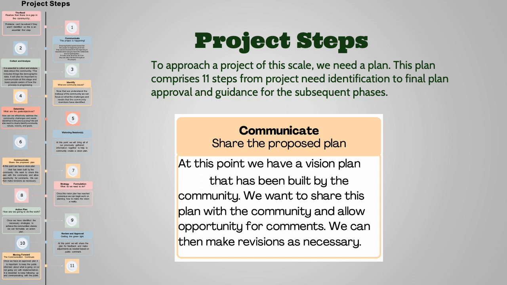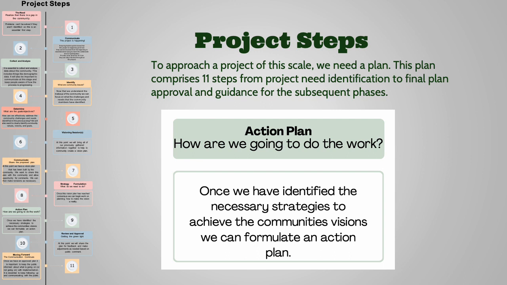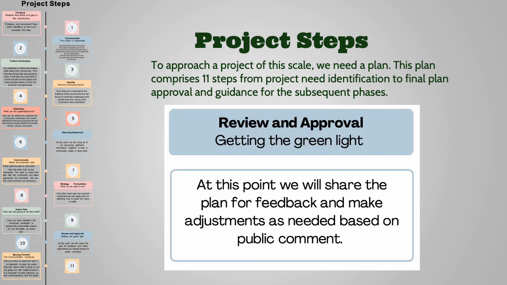Then we will share the vision plan with the entire community and allow opportunity for comments and make revisions as necessary. Once the vision plan has reached consensus, we can begin work on planning how to turn the vision into a reality. And then we can formulate our action plan. At this point, we will share the action plan for feedback and again make adjustments as needed based on public comment.